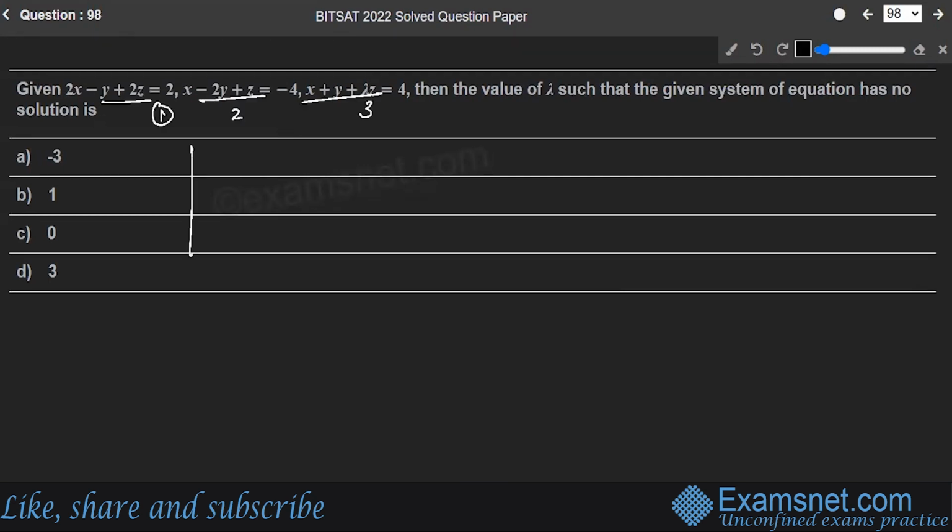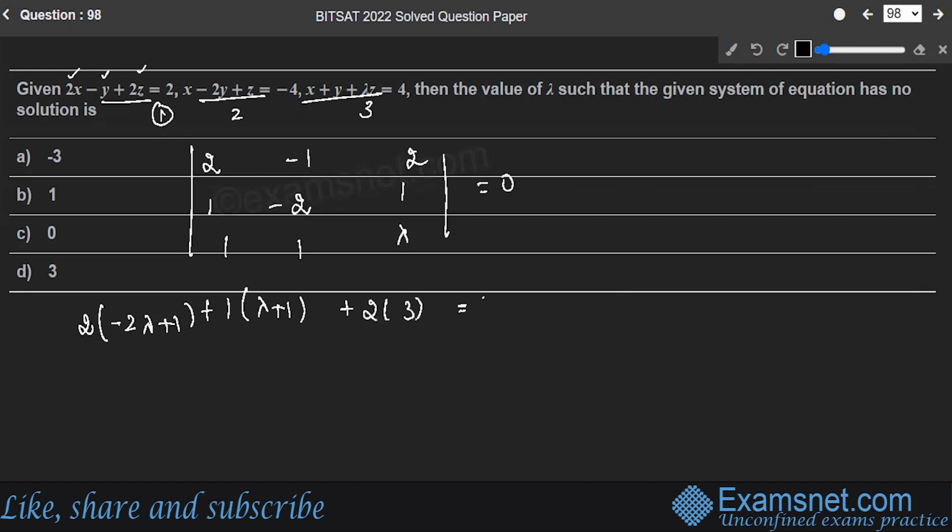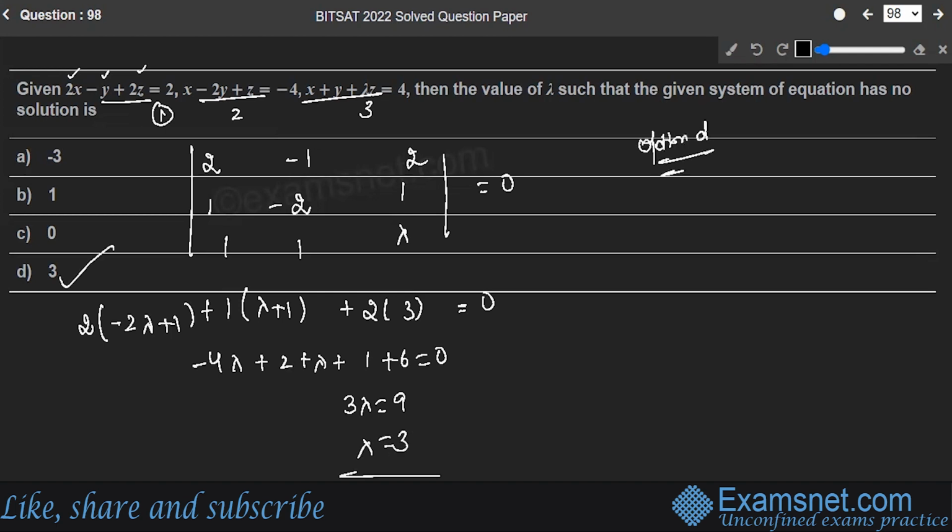And if I write in the matrix form, this will be 2, minus 1, 2, the coefficients. And I have here 1, minus 2, and 1, then 1, 1, and lambda. This is equal to 0. The determinant is equal to 0. So let's find out the determinant. 2 will be outside. You have minus 2 lambda plus 1 into lambda plus 1 plus 2 into 3 is equal to 0. Minus 4 lambda plus 2 plus lambda plus 1 plus 6 is equal to 0, or you have lambda as 3. That gives you option D as the right answer.